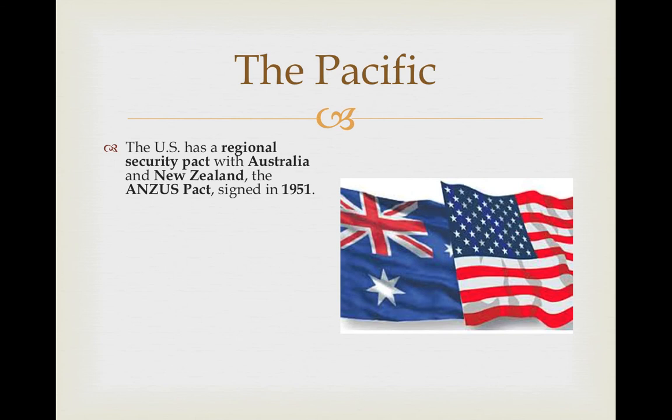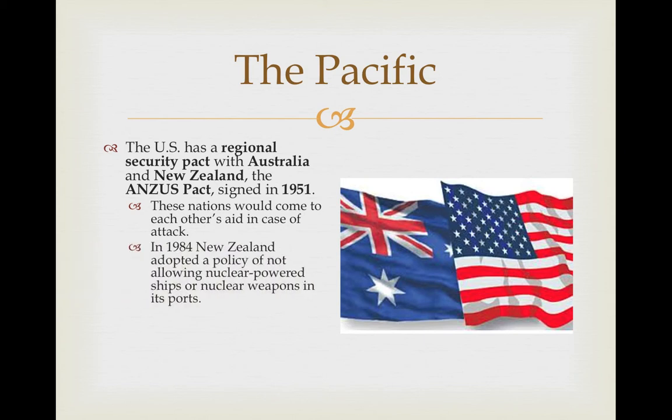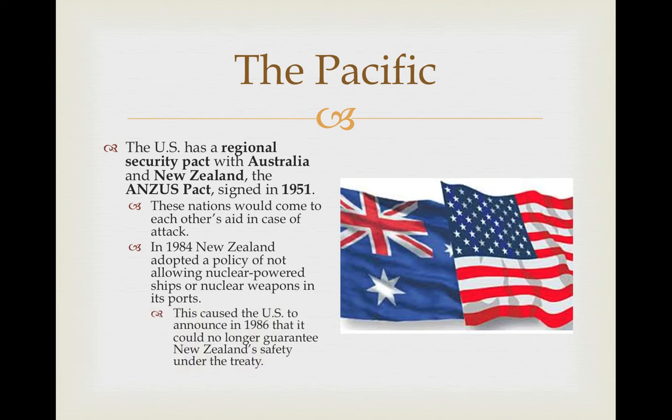Pacific. The U.S. has a regional security pact with Australia and New Zealand, known as the ANZUS Pact, signed in 1951. These nations would come to each other's aid in case of attack. In 1984, New Zealand adopted a policy of not allowing nuclear-powered ships or nuclear weapons in its ports. This caused the U.S. to announce in 1986 that it could no longer guarantee New Zealand's safety under the treaty.